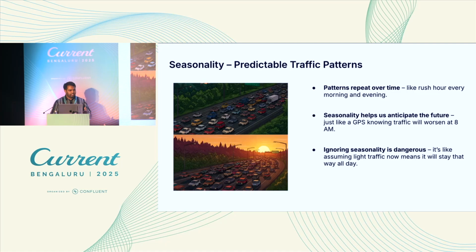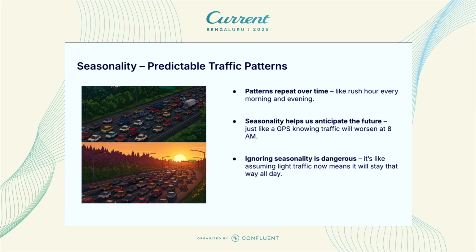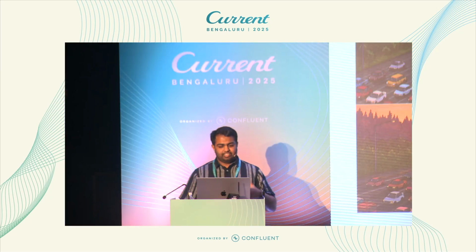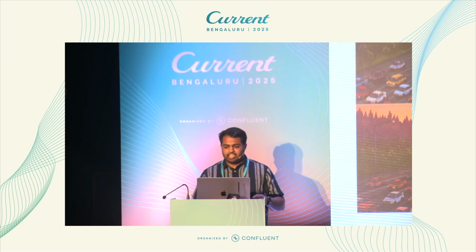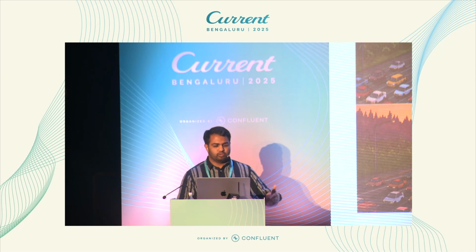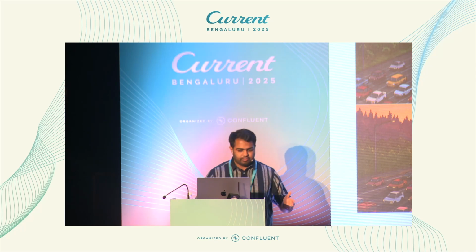Next is seasonality, which is the predictable traffic pattern. Back to our GPS example: let's say your GPS has driven this route many times before, and it notices something. Every morning at 8 a.m., there's heavy traffic, probably for Bangalore it's always, and every evening at 5 p.m., the same thing happens again. This is seasonality: patterns that repeat at regular intervals. These patterns don't just happen once, they occur consistently over time, just like rush hour traffic.